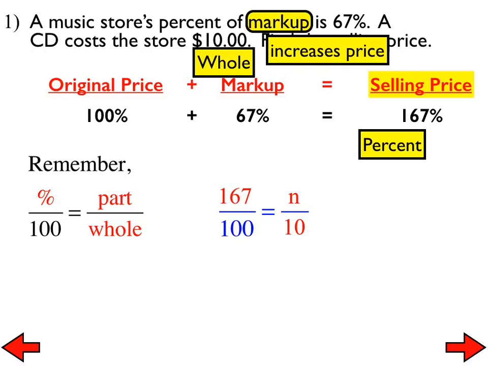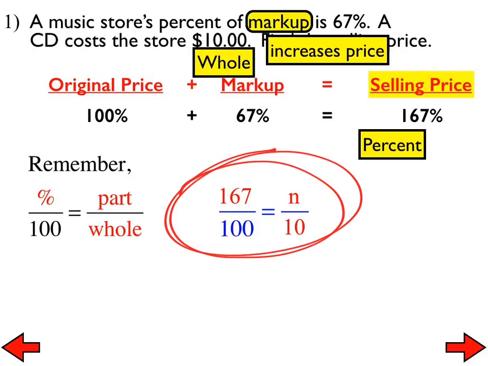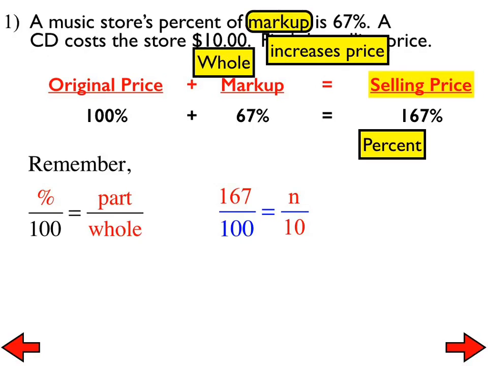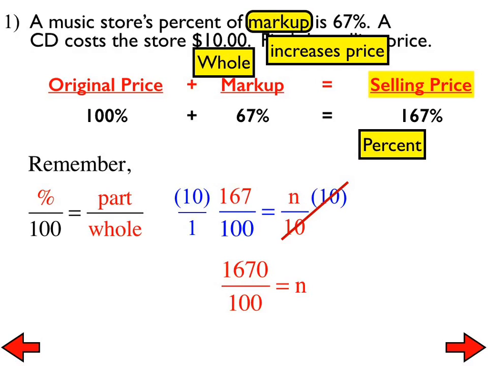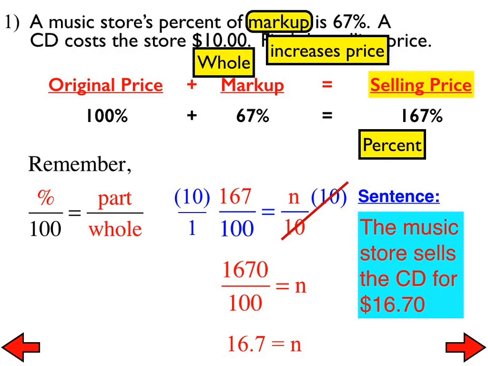So the number on top of the 100 is going to be bigger than 100, because you're paying more than $10. You're paying $10 plus markup. So 167 over 100 equals part over whole, and the whole cost of the CD is $10, so that's the bottom number. And we're solving for n. So you should write this down. Now quickly solve this proportion with me. Multiply both sides by 10. You get 1,670 over 100. Divide by 100 would be $16.70. Same answer. Just solving it as a proportion.